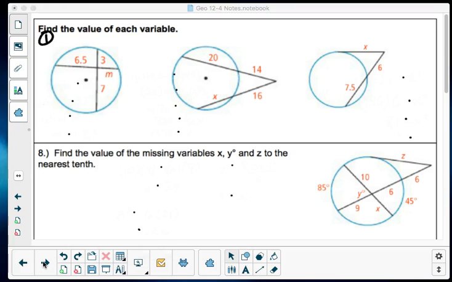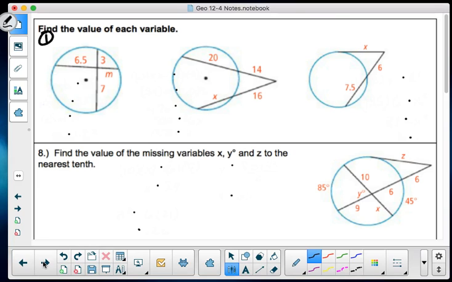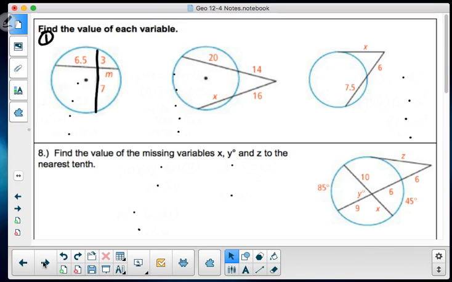Okay, so in this one, the hardest thing is finding out which number goes with which segment. This is 3 and 7. This is 6.5 and M. Okay, so I'm going to go 6.5 times M. I got A times B is equal to C times D, so I got 6.5 times M is equal to 3 times 7. So now I got 6.5 M is equal to 21. I divide and find out that 3.23 is my M value.